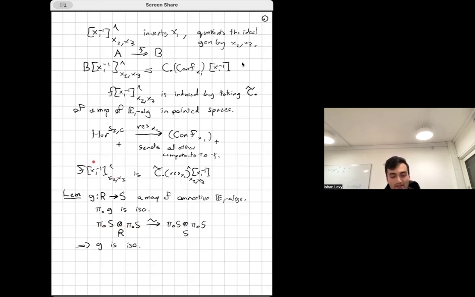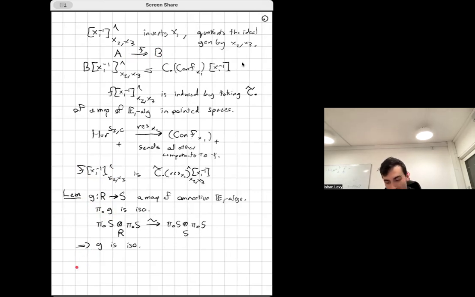So we're going to apply that to this map of interest. We're looking at some map of E1 algebras. And by construction, pi naught is an isomorphism because we defined this map F to be such that we spread out the components such that pi naught was the same.